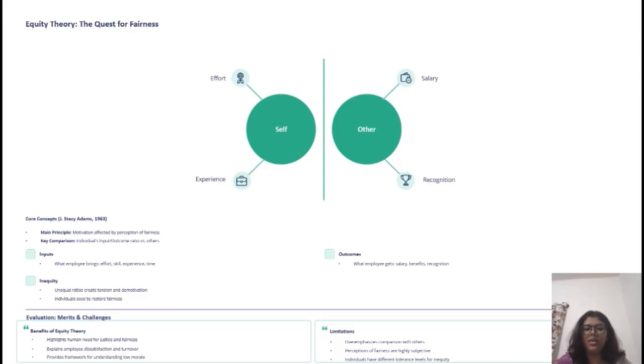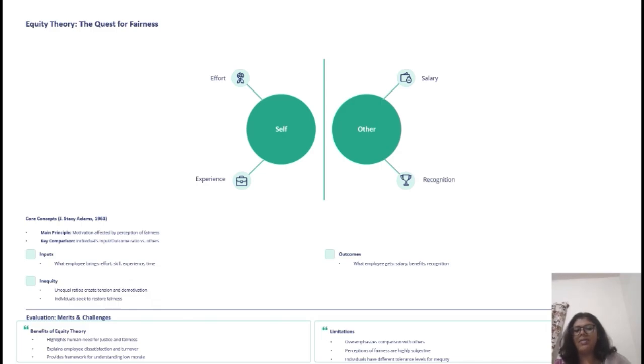An example in the workplace: imagine two employees doing similar work. If one is paid more without any clear reason, the other may feel demotivated or less committed. Managers can maintain motivation by ensuring transparent pay, equal opportunities, and fair recognition systems.